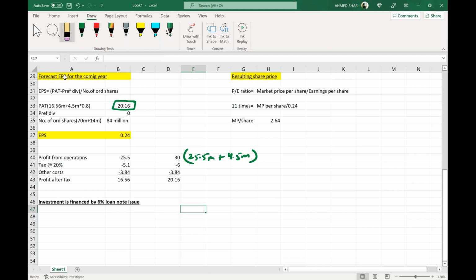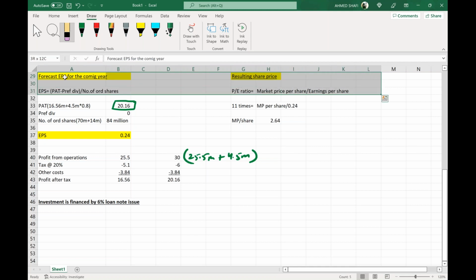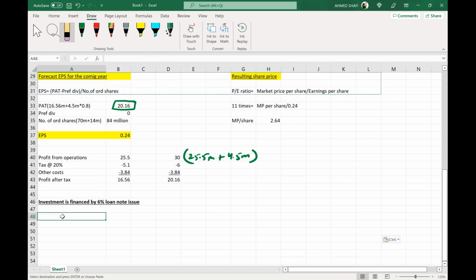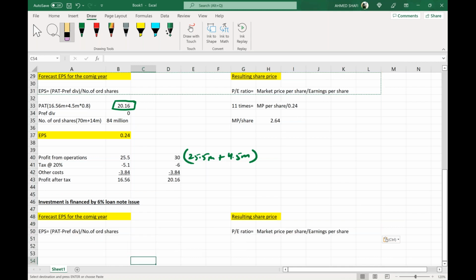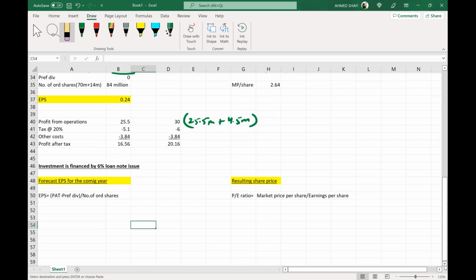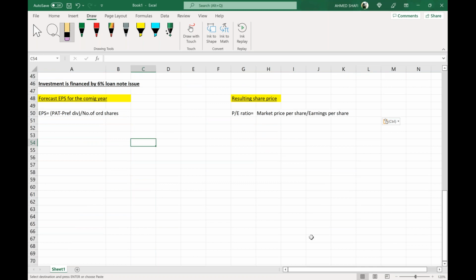If investment is financed via 6% loan note issue, we again need to calculate forecast EPS and forecast share price for the coming year. Now, if investment is financed by 6% loan note issue, 25.48 million is the investment. If it is financed by 6% loan note issue, forecast EPS for the coming year.